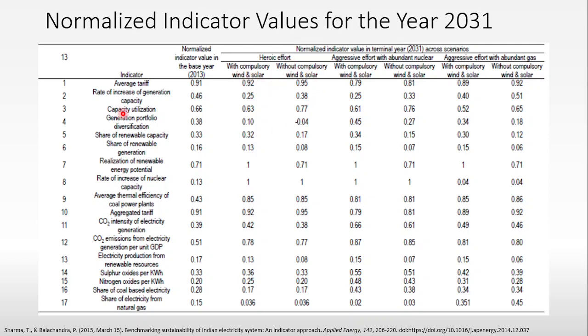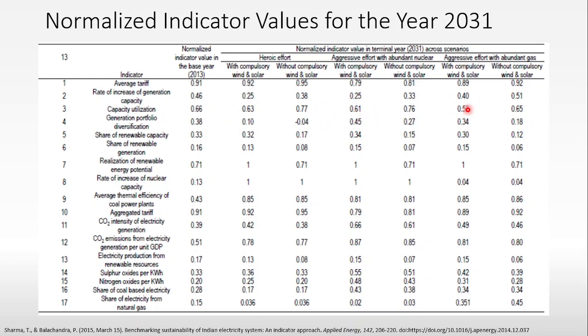So let's look at the capacity utilization. For instance, with solar and wind, it is lower, only 0.63, whereas without solar and wind, it is 0.77. Do you know why that is? Because obviously, solar and wind are not going to generate all the time. So there is that intermittency here. Wind is only going to generate when there is wind available, and solar cannot generate at night. Because of that, this is lower.